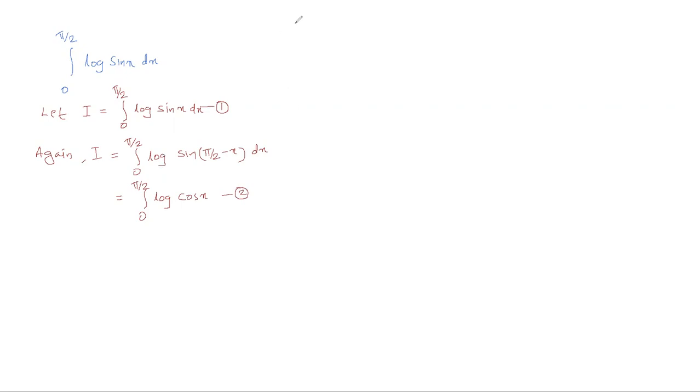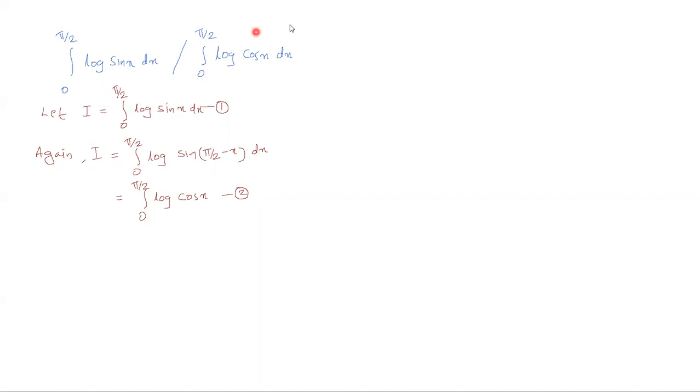So suppose the question was like this: integral 0 to pi by 2 log cos x dx. Then also we will apply the first property. So first you will get I is equal to integral 0 to pi by 2 log cos x. Then you apply this property, cos (pi by 2 minus x), you will get log sin x. So equations 1 and 2, you will get the same thing.